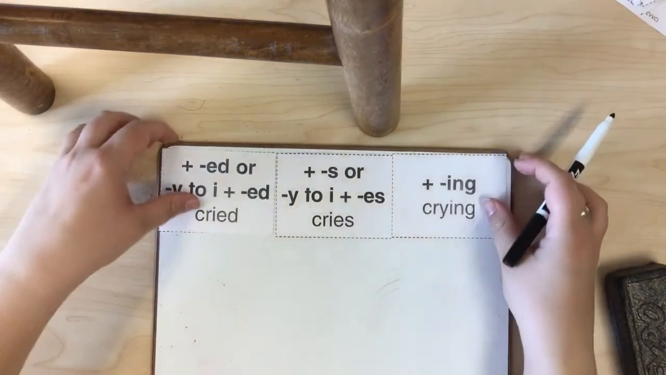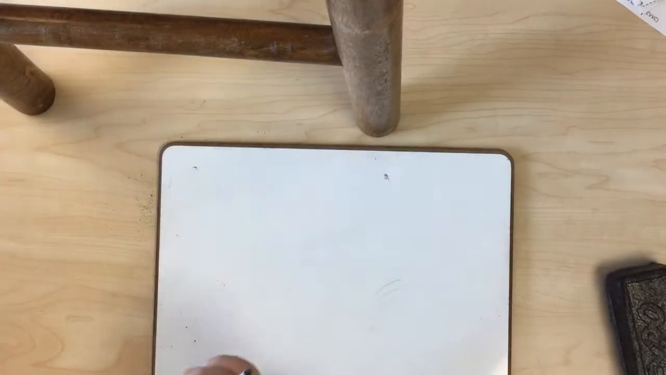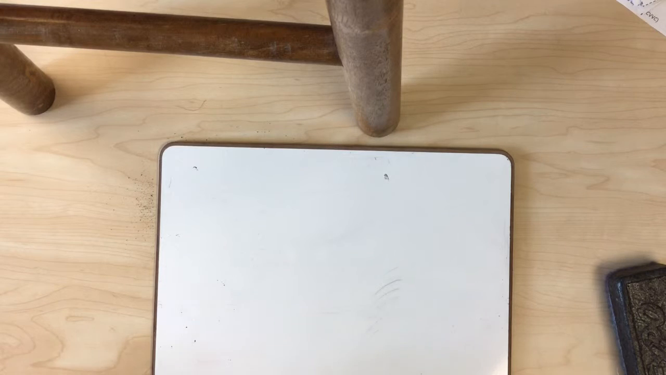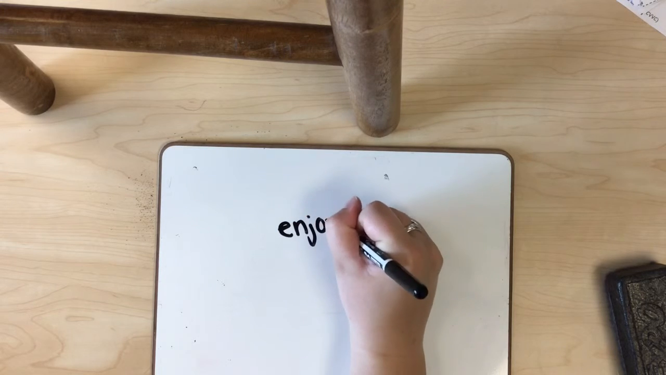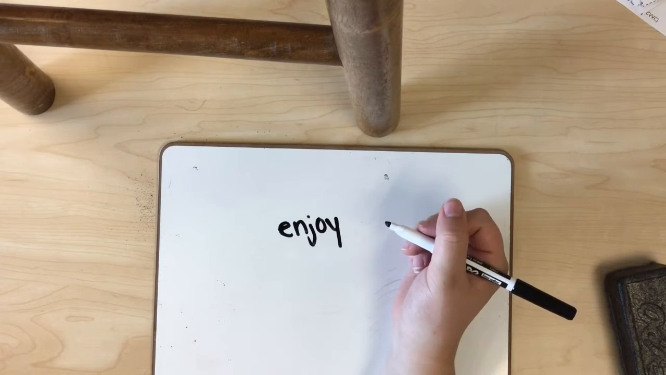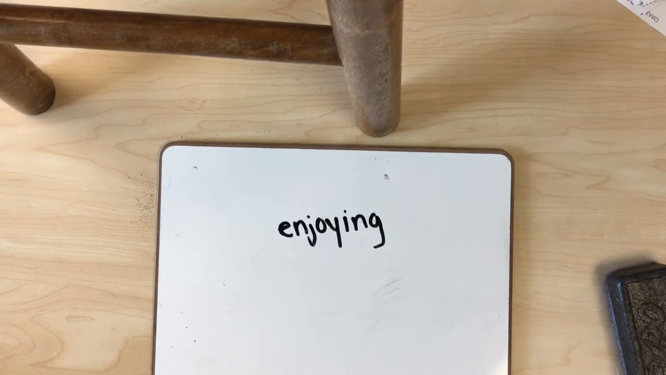Okay, so I'm going to practice with a couple more, and then I'm going to read the rest of the words to you so that you can practice spelling them. Our next word is enjoying. I'm going to spell enjoy. Now I know that if it's an ing, I just have to add ing. There's no difference in the spelling of the base word.